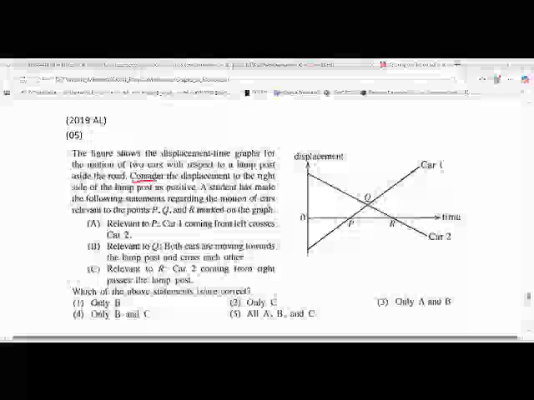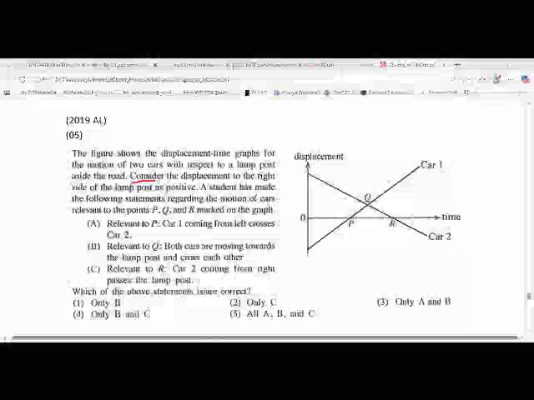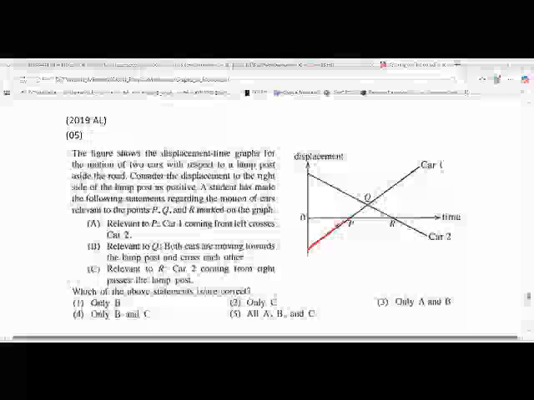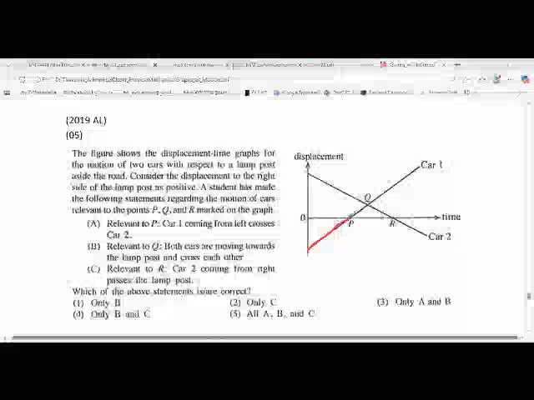Consider displacement to the right side lamp post as positive. Okay. Then P, what about P? This part represents uniform velocity, and moving towards the lamp post.